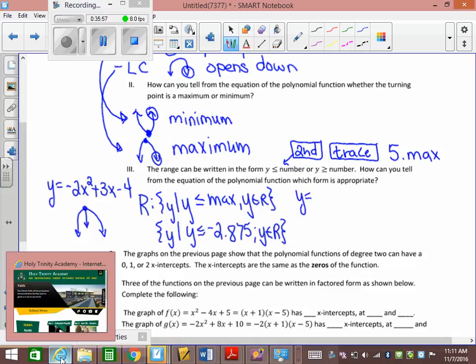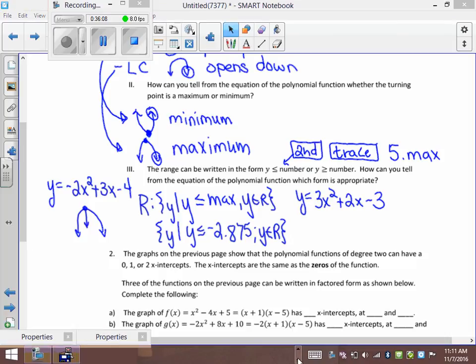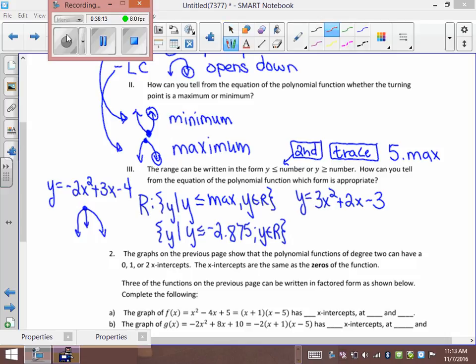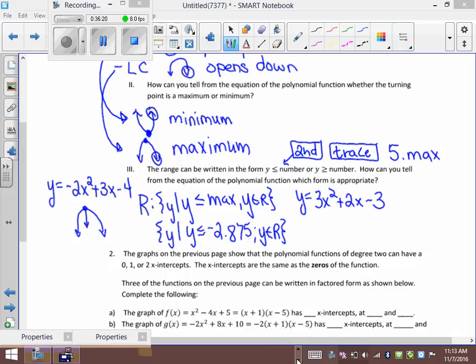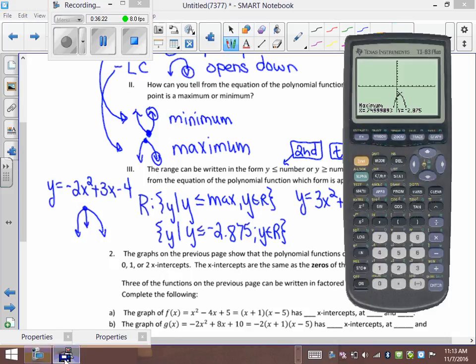Y equals 3x squared plus 2x minus 3. Give me the range of that one. All right. So we go to our calculator. Go to your calculator, go to your y equals, clear it out.